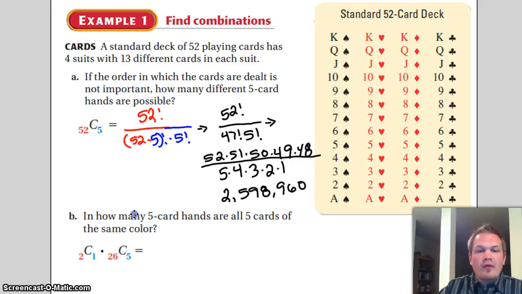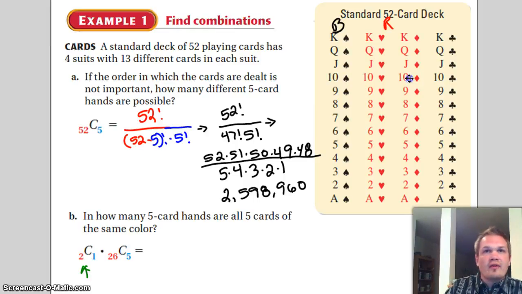Now, how many 5-card hands are there if all 5 cards are the same color? Not the same suit. So my question is now, which color do I pick? Do I pick the black color for the spades and clubs, or do I pick the red color for the hearts and the diamonds? That is why I have this choice right here: 2 different colors, black or red, and I'm picking one of them. And then 26 cards are in each one of those colors, whichever color I pick.